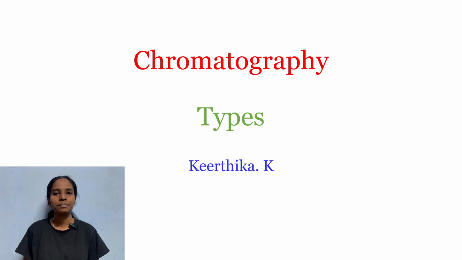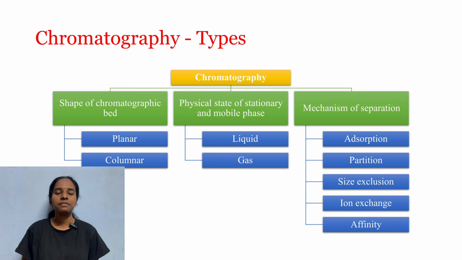Hello everyone. In the previous video we discussed the basics of chromatography, and in this video we would be looking at the different types of chromatography. Chromatography is of different types based upon three different categories. The first one is the shape of the chromatography, the second one is the physical state of the stationary phase and mobile phase, and the third category is the mechanism of separation.